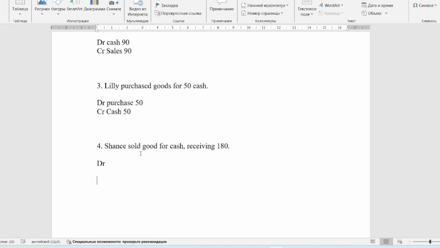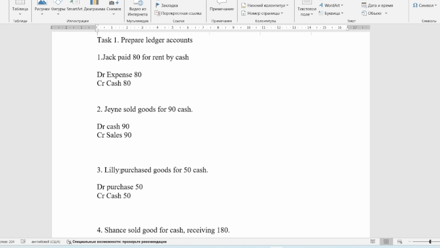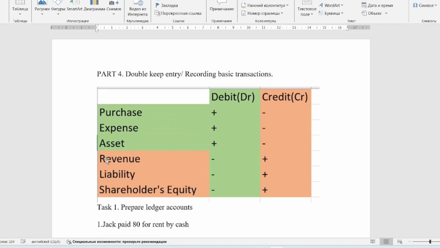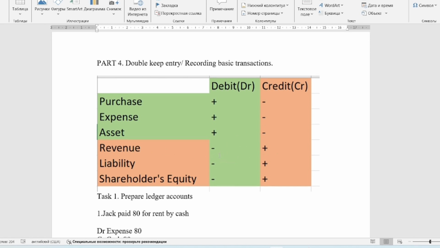And the next, well, let's take a look at example 4. Shan sold goods for cash, receiving $180. He sold goods, right? So when we sell goods, we have more cash. So write it on the debit side. Cash is on the debit side, and on the credit side it is sales, because our sales is increasing, but sales is right here. When there is an increase in sales, it should be credit.